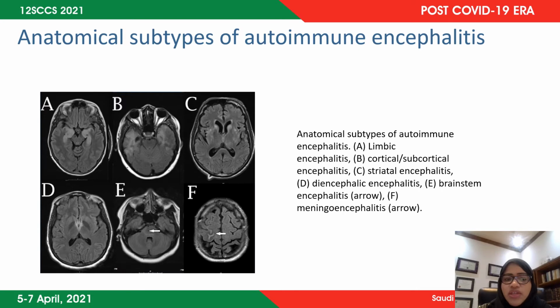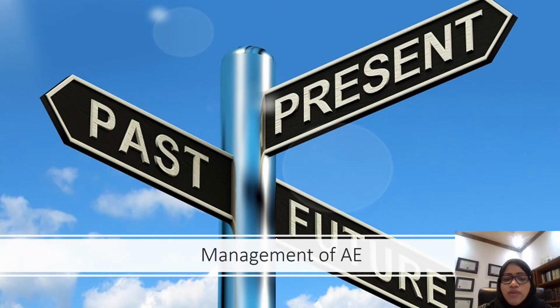This imaging just shows you the areas of involvement in the different anatomic sites of autoimmune encephalitis. We have the limbic, which involves the mesial temporal lobe and limbic structures. Then we have the cortical, subcortical encephalitis. Here we have striatal, with involvement of caudate and putamen. Then we have the diencephalic encephalitis and the brainstem, and as you can see, the pontine involvement, and here meningoencephalitic. So there are different anatomic sites for autoimmune encephalitis.